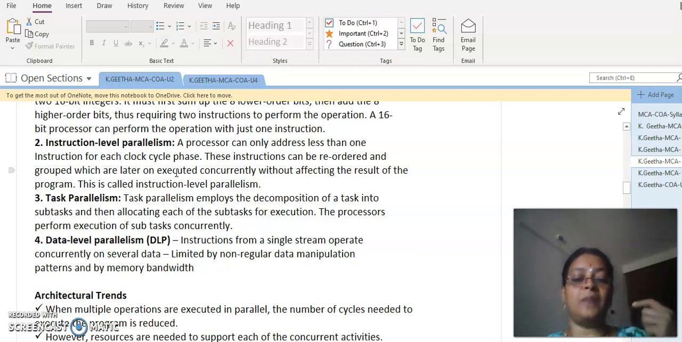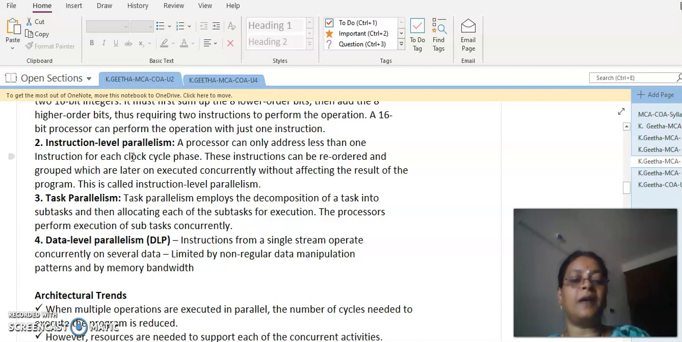And once we are able to achieve that reordering, these instructions can be executed concurrently by the multiple processors. Of course, to implement instruction level parallelism, we need compiler support, because when we write a program, there could always be dependency. If dependency is there in our program, then the instructions have to be reordered.